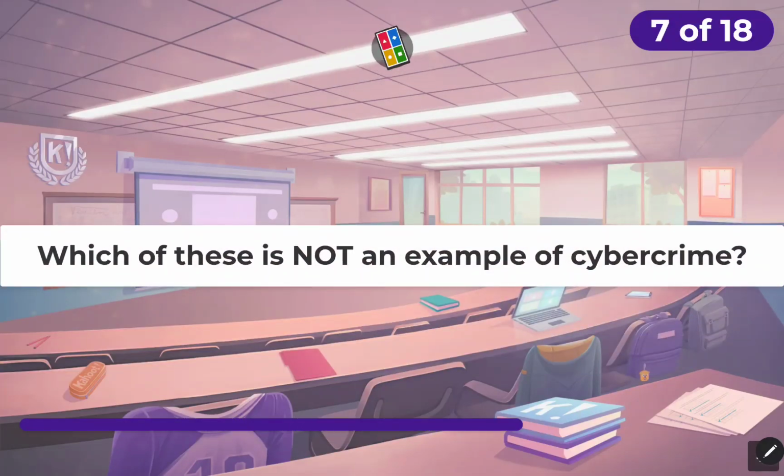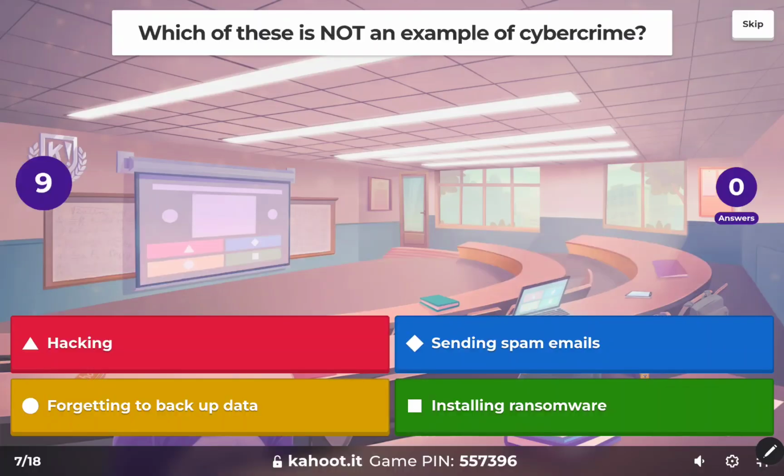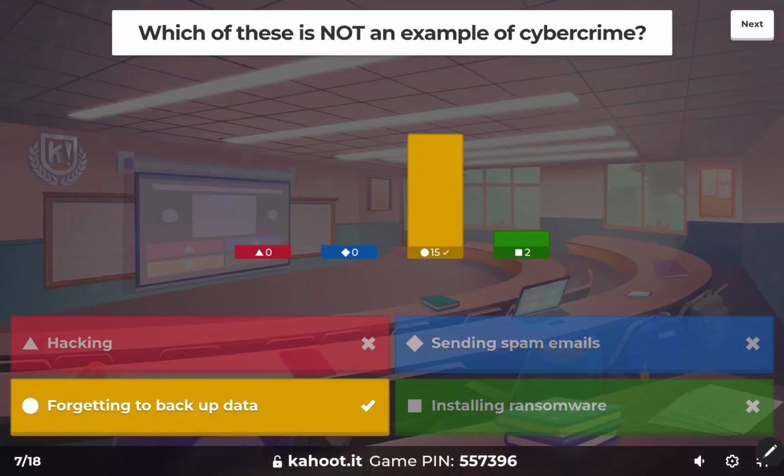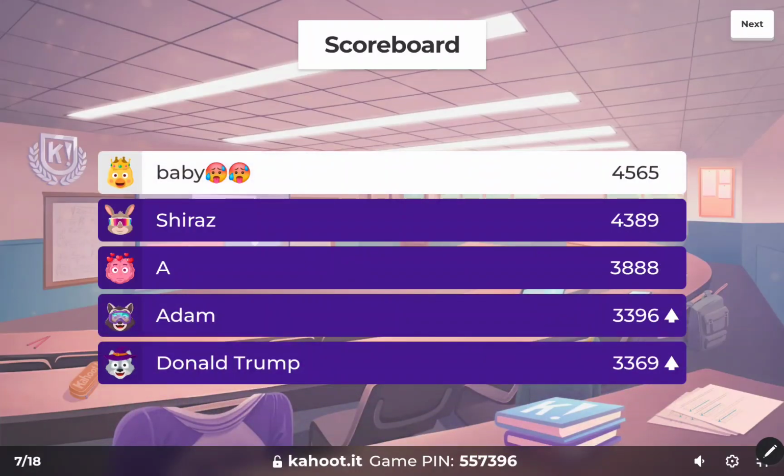Which of these is not an example of cybercrime? This is very clear. Installing ransomware. Oh, still got people say that one's not an example. Installing ransomware is an example of cybercrime. You want to ransom other people's data. Okay, now next question.